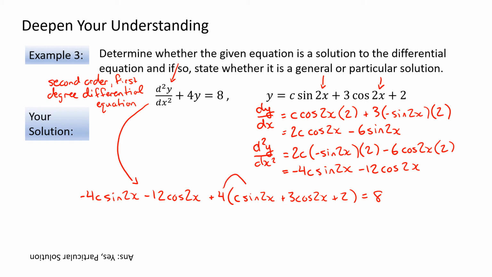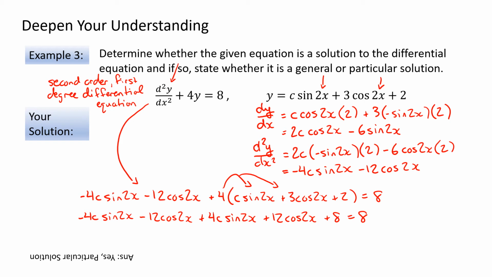Simplifying this by distributing the 4 into each of those terms, we get negative 4c sine of 2x minus 12 cosine of 2x plus 4c sine of 2x plus 12 cosine of 2x plus 8 has to equal 8.